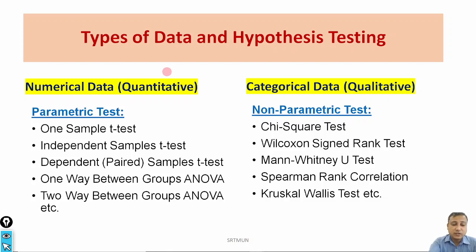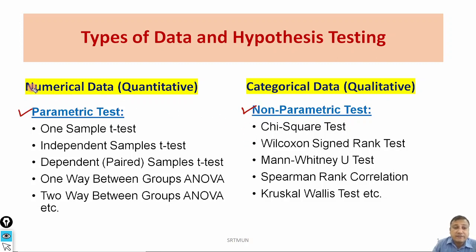In the previous two lectures, we tried to understand the meaning of hypothesis and also the procedures or the steps involved in hypothesis testing. Moreover, we also have seen that hypothesis tests are classified into two different parts. First is parametric test and the second is non-parametric test.